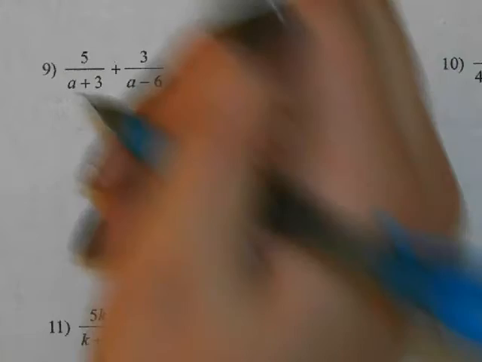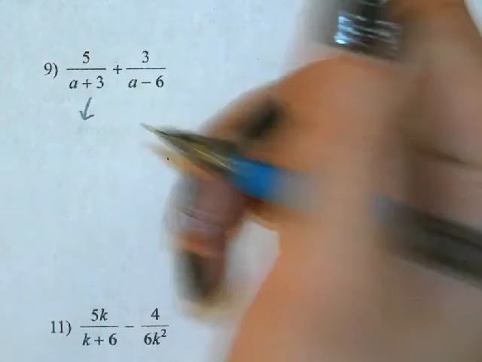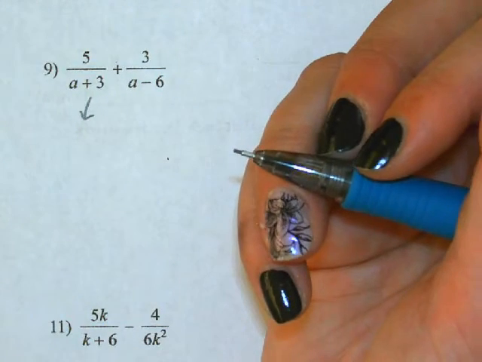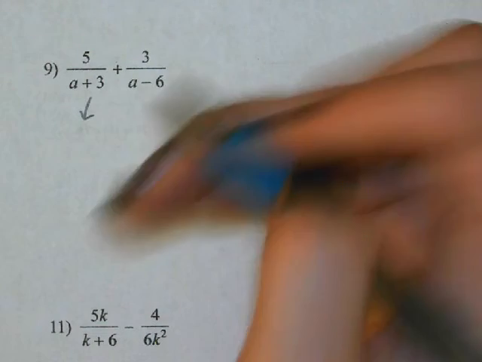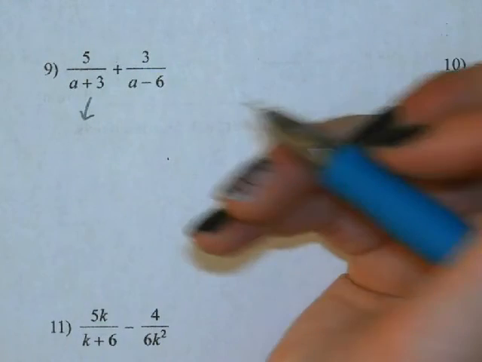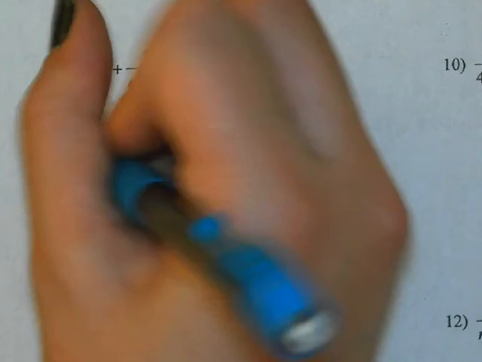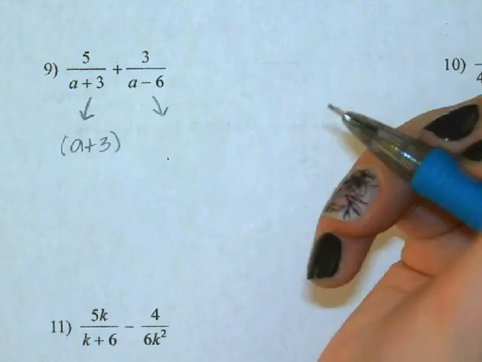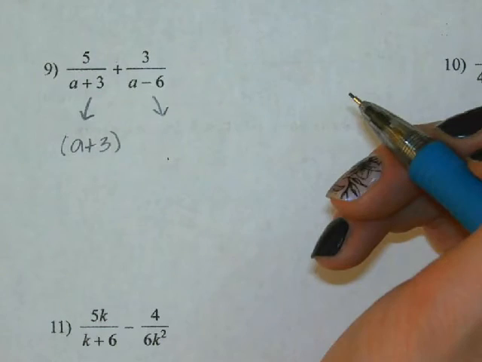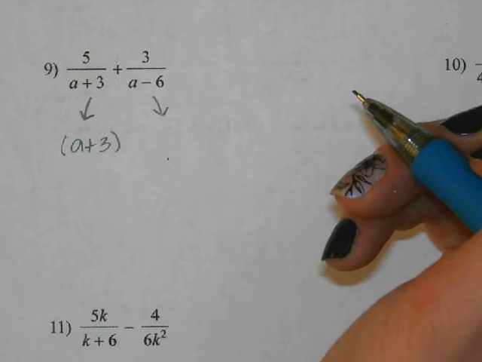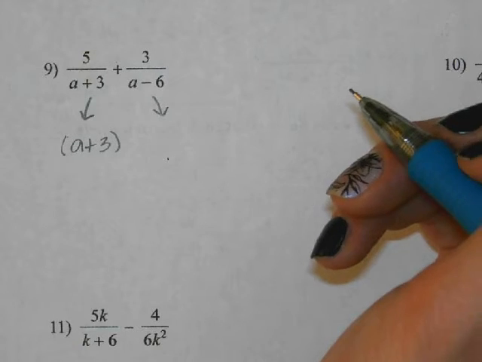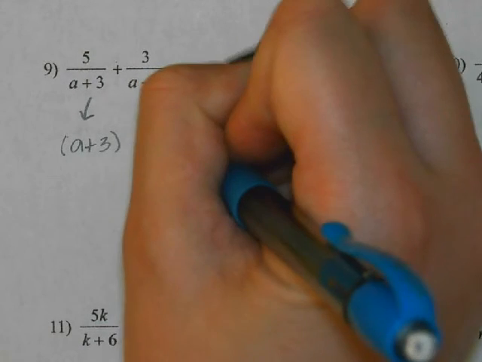It's kind of like if you had 5 on the bottom and I asked you to factor 5, you'd say 5 is a prime number, so it's just 5. This is a group, but it's like a prime group, so it's just a plus 3. That's the whole thing. You can't separate them because there's a plus sign in there. When you factor, you're looking for things that multiply, and since it's a plus 3, you can't factor that. The other one's going to be a minus 6.